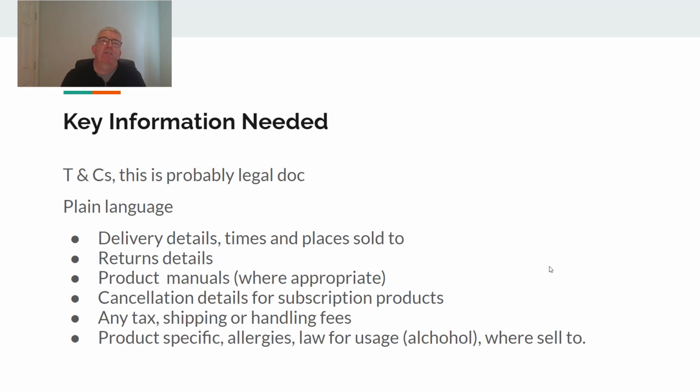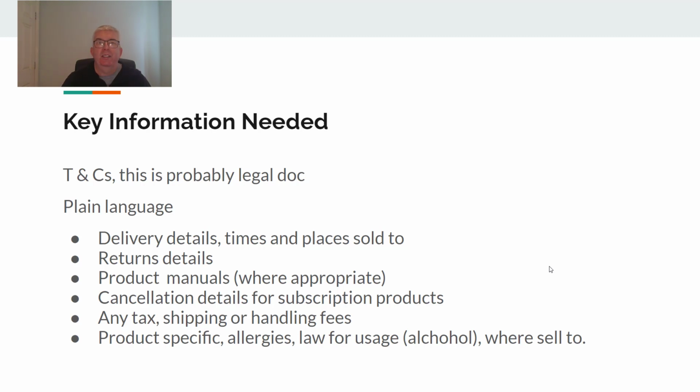So what is the key information? You've probably already got a terms and conditions document on your site in the footer somewhere. This will be written in legalese and it'll be hundreds of pages long and it'll be written in a language that's barely understandable by normal people. That's fine, you need that. But I'm also saying you need some plain language documents or pages on your site that will cover the following.